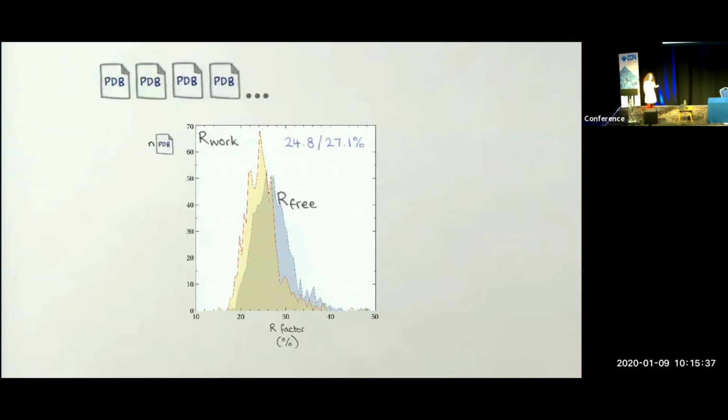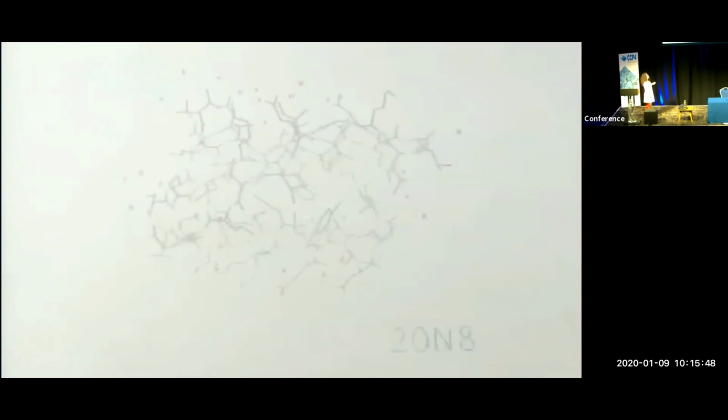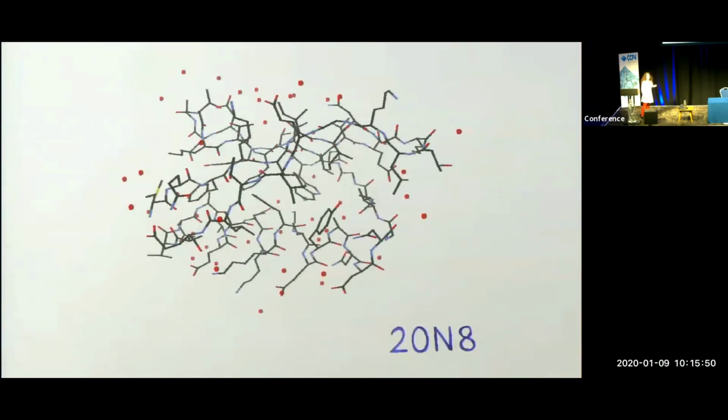However, despite that, the reduction in the gap between R work and R free does have a serious impact on the electron density. So I'm going to show you an example from the PDB. This is one that I randomly came across, 2ON8. I know that I'm part of a low resolution discussion section, but if I'm going to try and show you something with fuzzy maps, then it's not going to be particularly convincing. So this example is 1.35 angstrom resolution.